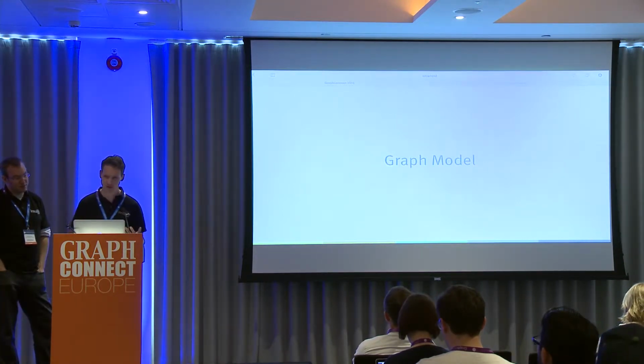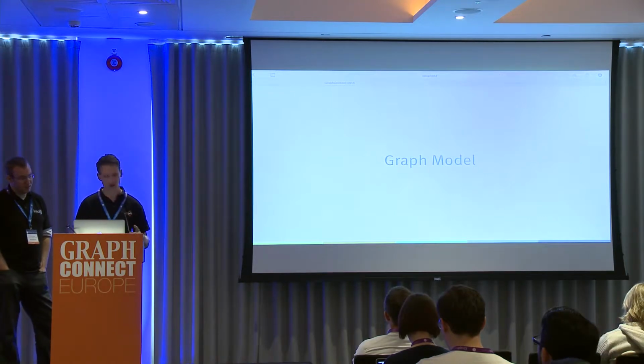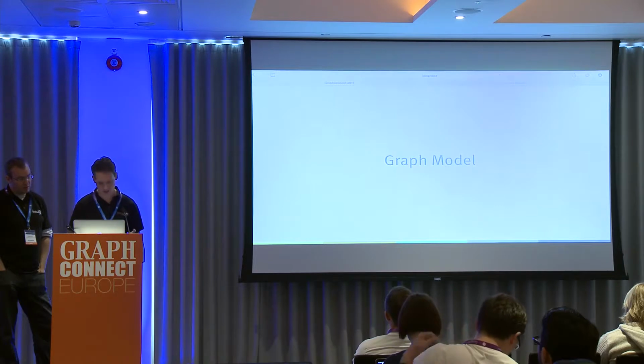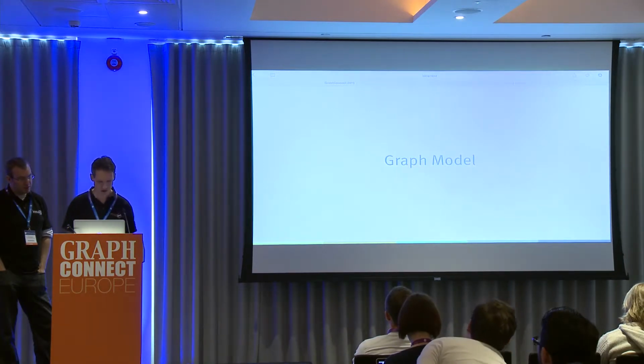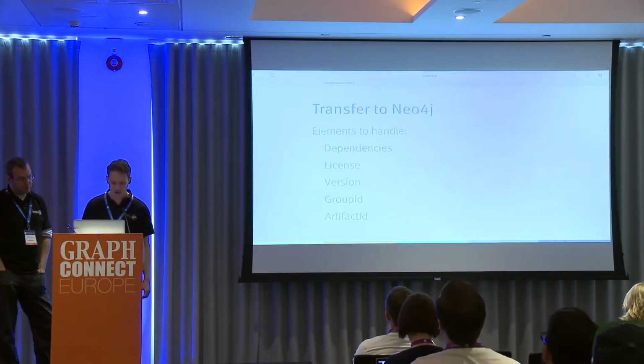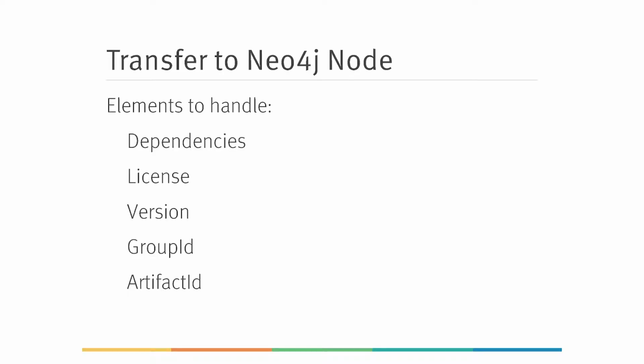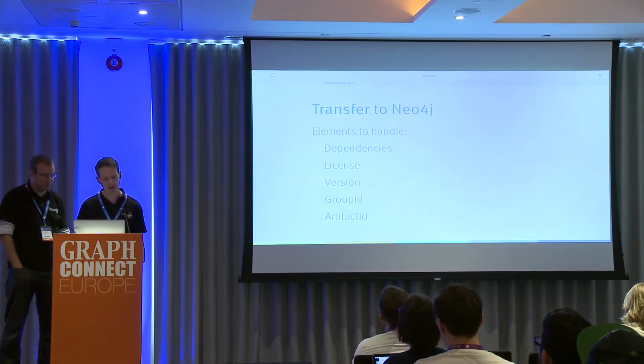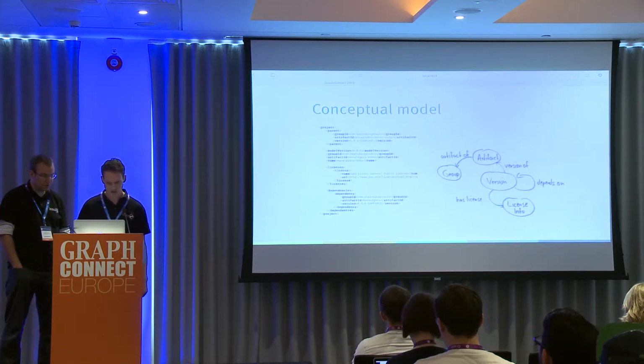And now, of course, this is the Graph Connect. We will look at the graph model and show how you can perform these searches with Neo4j and how the queries and the graph model look like. We start with the graph model. First, of course, we have to identify the elements we need to transform from the Maven dependency model, from the POM, into our graph model. So these are dependencies, versions, groups, and licenses for our use cases.